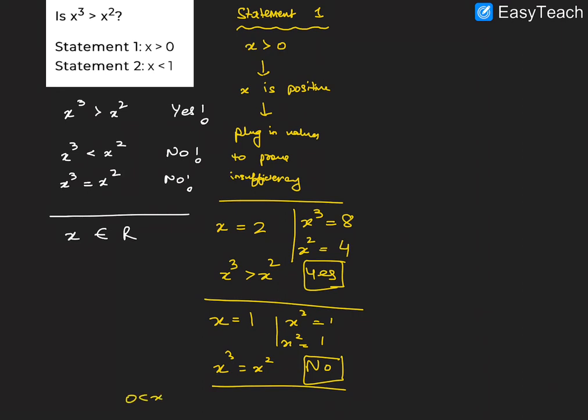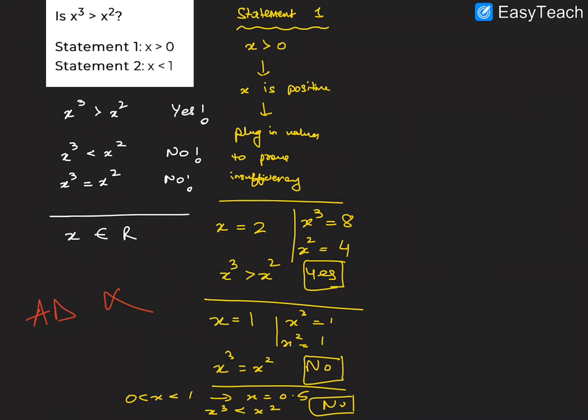Let's take a value between 0 and 1. Let's take x is equal to 0.5. Here also I'm having x cube less than x square. So it's a no. So as I am able to see, it's inconsistent. It's yes, no, no. So definitely statement 1 is not sufficient to answer the question. So definitely options A and D I am going to eliminate. I'm left with the other options, B, C, and E.